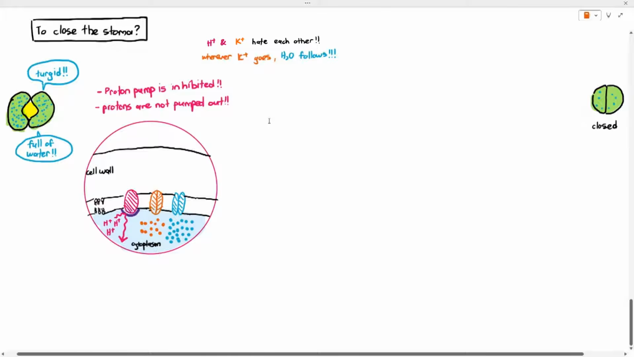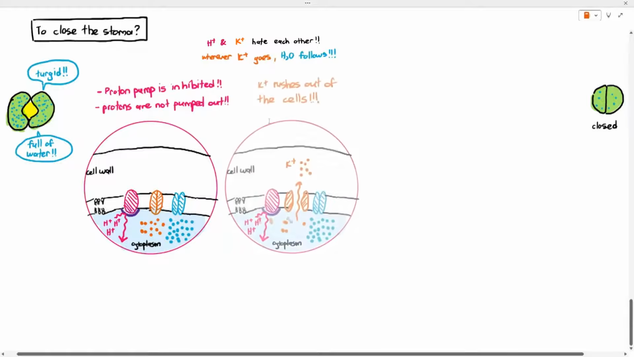So the first thing that happens here is the proton pump is inhibited. Inhibited meaning to say it is blocked. Okay, so will the hydrogen ions be pumped against the concentration gradient? No, they will remain inside the cells. And I told you, hydrogen ions and potassium ions hate each other. So the potassium ions that were earlier in the cell are like, ew, I do not want to deal with these hydrogen ions, so therefore they will rush out of the cell by facilitated diffusion.